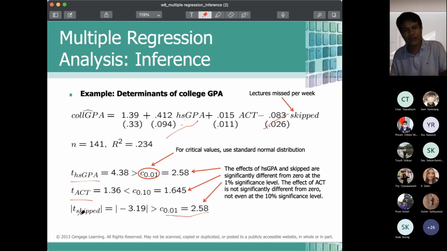For skip, I already informed you that we reject the null hypothesis. We accept ACT, right? Correct. And the T for GPA is the same, right? So here, as you can see, this is the interpretation. The effects of high school GPA and skip are significantly different from 0 at even 1%. The effect of ACT is not significantly different from 0, not even at 10%.